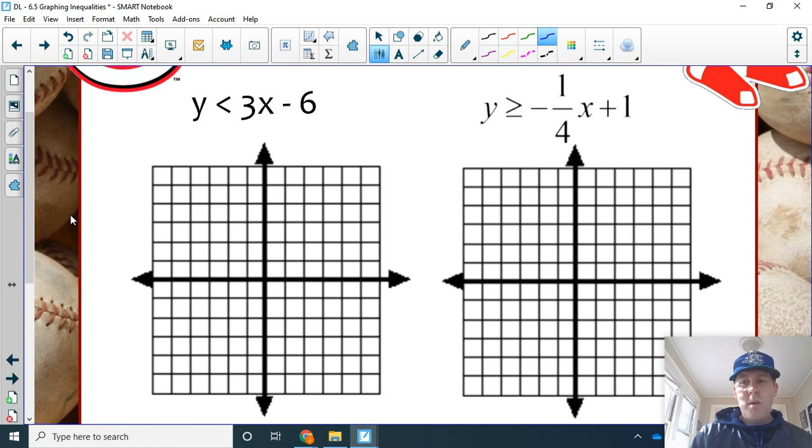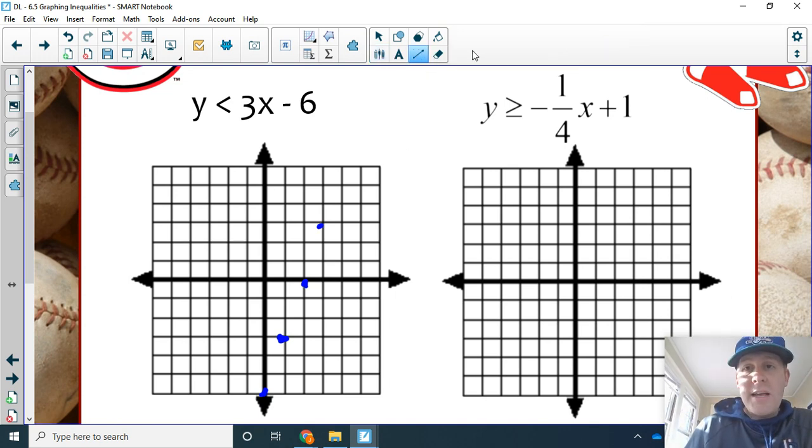All right, so let's go ahead and go over it really quickly. My first one, y is less than 3x minus 6. So we're going to show across the y-axis at -6, 1, 2, 3, 4, 5, 6 way at the bottom here. Slope of 3, so we go up 3 over 1. It's not equal to, so we're going to use a dashed line.